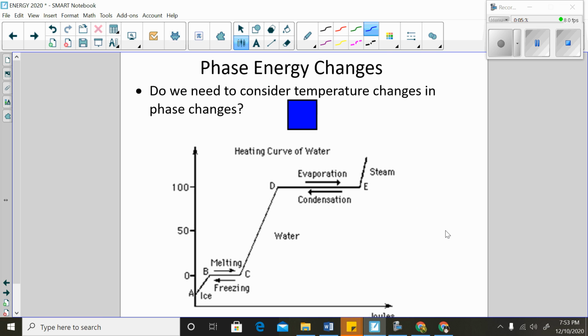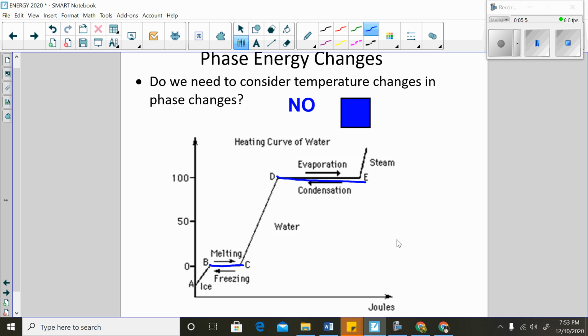All right, so do you need to consider temperature changes in phase changes? Hopefully, you heard me the first time, the answer is no. So we're looking at this area right here during a phase change where that line is flat. If you remember, that's where the substance is essentially fighting itself to overcome its state of matter and transfer into another one. So temperature remains constant during a phase change. But again, we have joules here on the x-axis because now we're looking at the energy component as well.